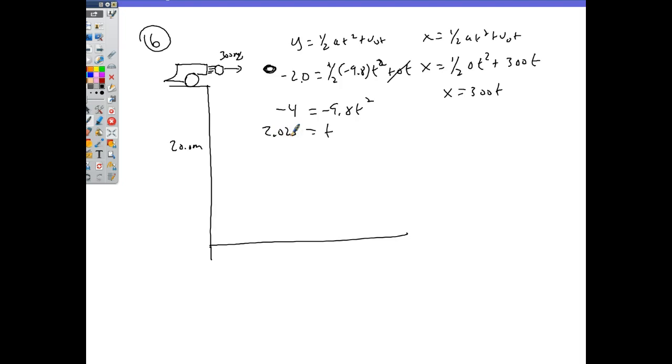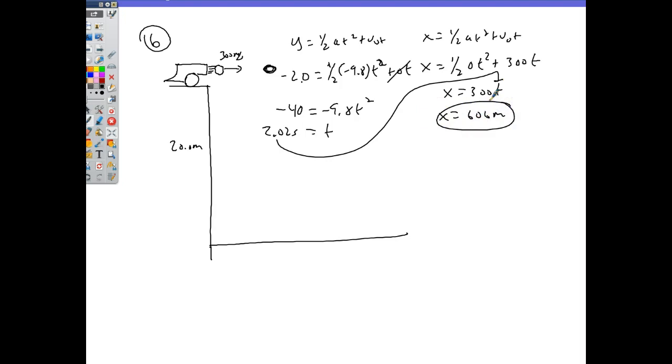Because I'm trusting you all. Yes. Other than what you wrote on the board, the answer's right, but it's -40 is equal to -9.8. Oh, yeah. I made a decimal point error there. Okay, thank you. 2.02. So then I take this and plug it in over here, and I get 606 meters in the x direction.